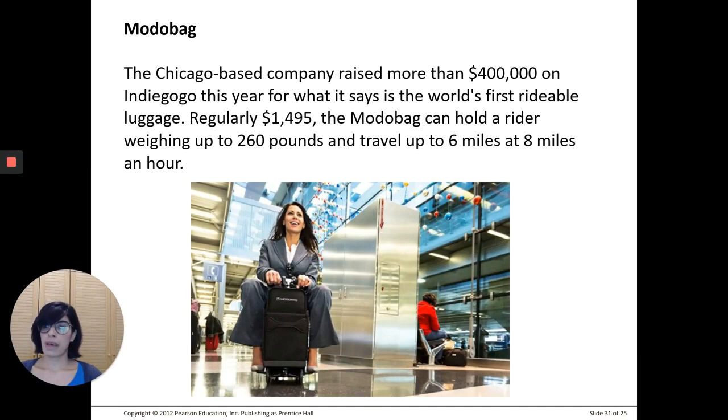The Smodogo bag, a Chicago-based company, raised more than $400,000 for what they call the first rideable piece of luggage. It costs over $1,000 and it can hold a rider that weighs up to 260 pounds and travels up to 6 miles at 8 miles an hour.